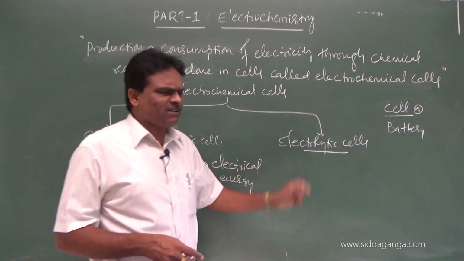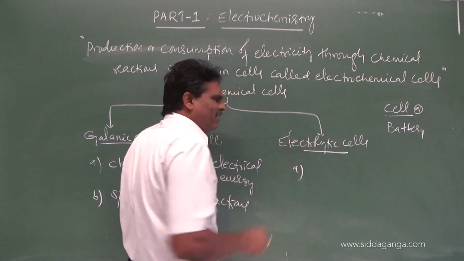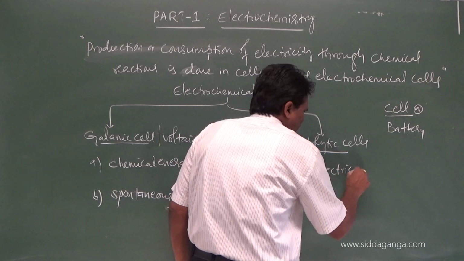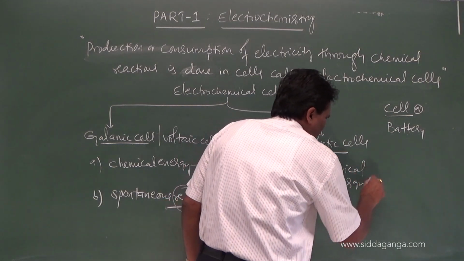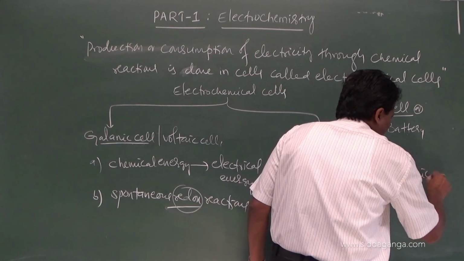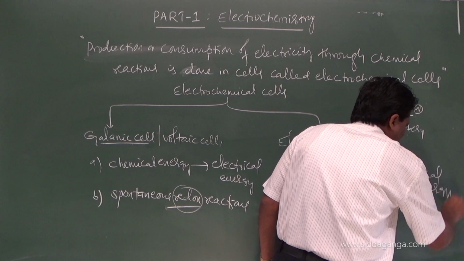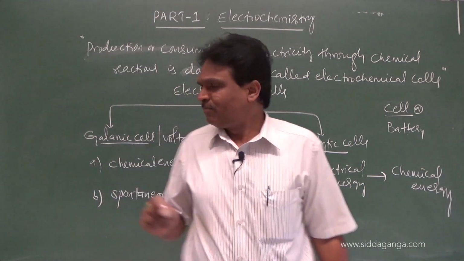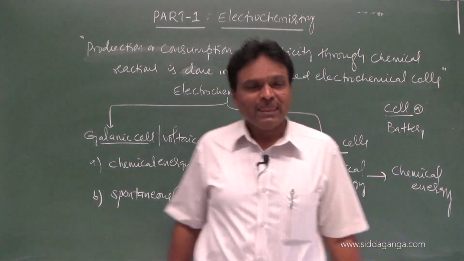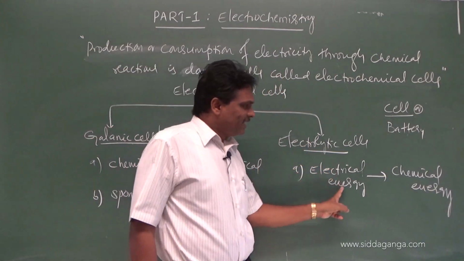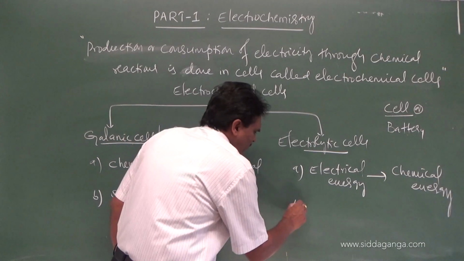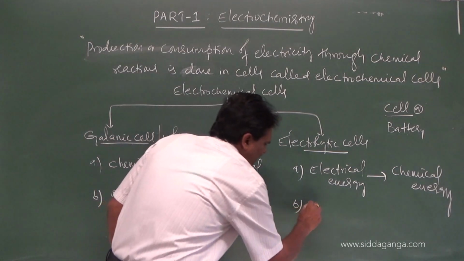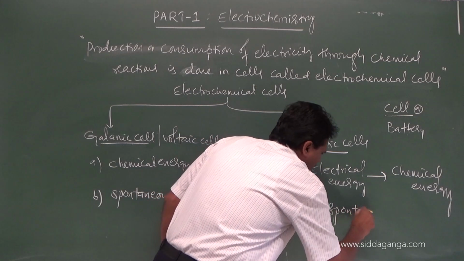But in case of electrolytic cells, the device is used to convert electrical energy into chemical energy. It is reversed. So what is the difference between electrolytic cells and galvanic cells? In galvanic cells, chemical energy is converted into electrical energy, but in electrolytic cells, electrical energy is converted into chemical energy. Then electrolytic cells involve non-spontaneous redox reactions.